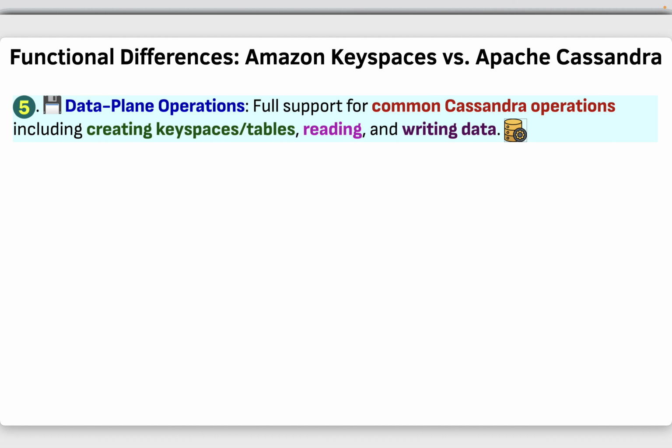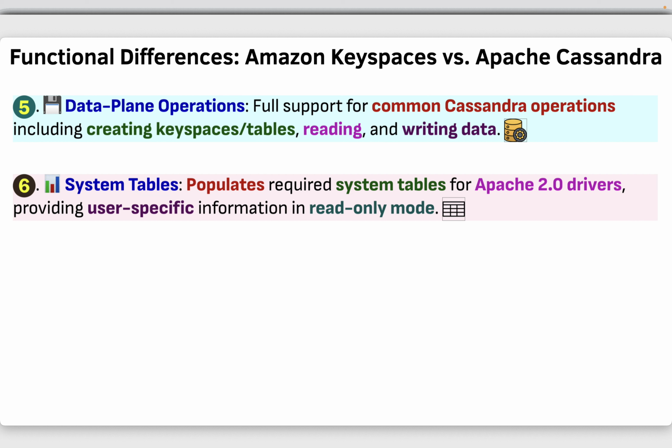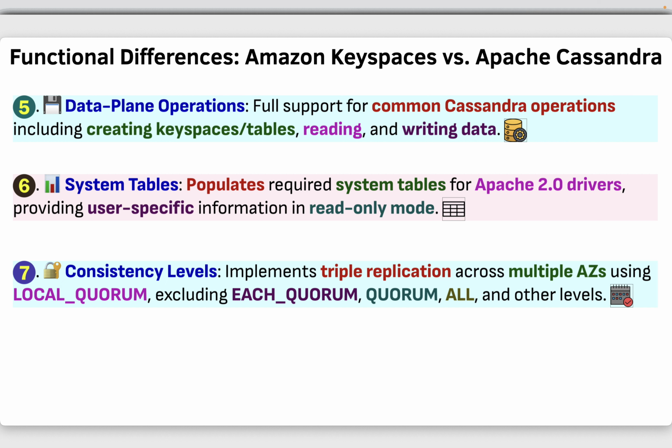Data plane operations. Amazon Keyspaces supports all commonly used Cassandra data plane operations such as creating keyspaces and tables, reading data and writing data. System tables. Amazon Keyspaces populates the system tables that are required by Apache 2.0 open source Cassandra drivers. The system tables that are visible to a client contain information that is unique to the authenticated user and are fully controlled by Amazon Keyspaces and are read-only.